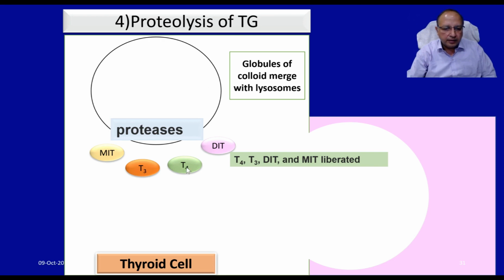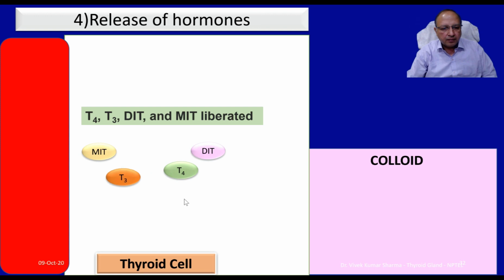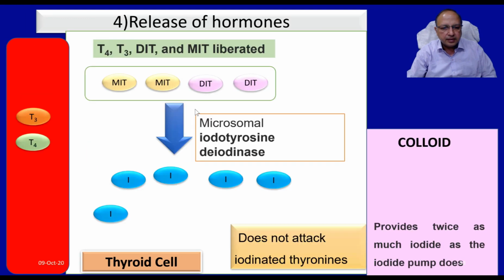Now we want T3 and T4 to go into the circulation, but we do not want MIT and DIT to go into the circulation because these are still only the raw forms, and they have not been processed to produce T3 and T4 hormone. So by then this T3 and T4 hormones will go into the circulation.